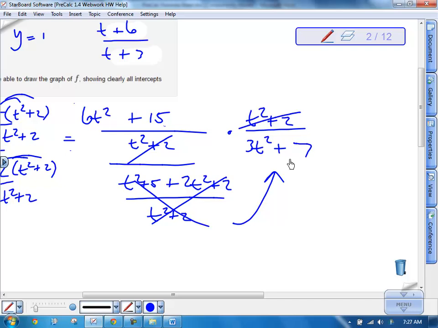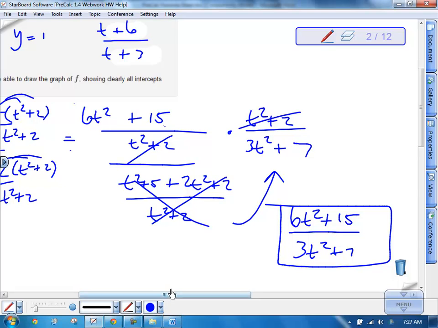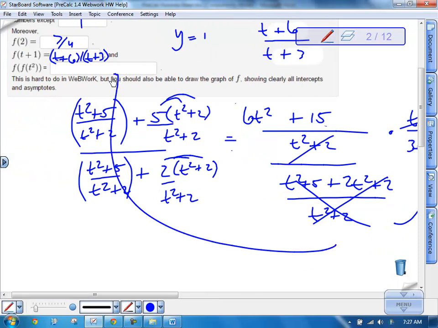Now these will cancel when I multiply, and I'm left with my final answer: 6t squared plus 15 all over 3t squared plus 7. That's the simplified answer for this last part right here.